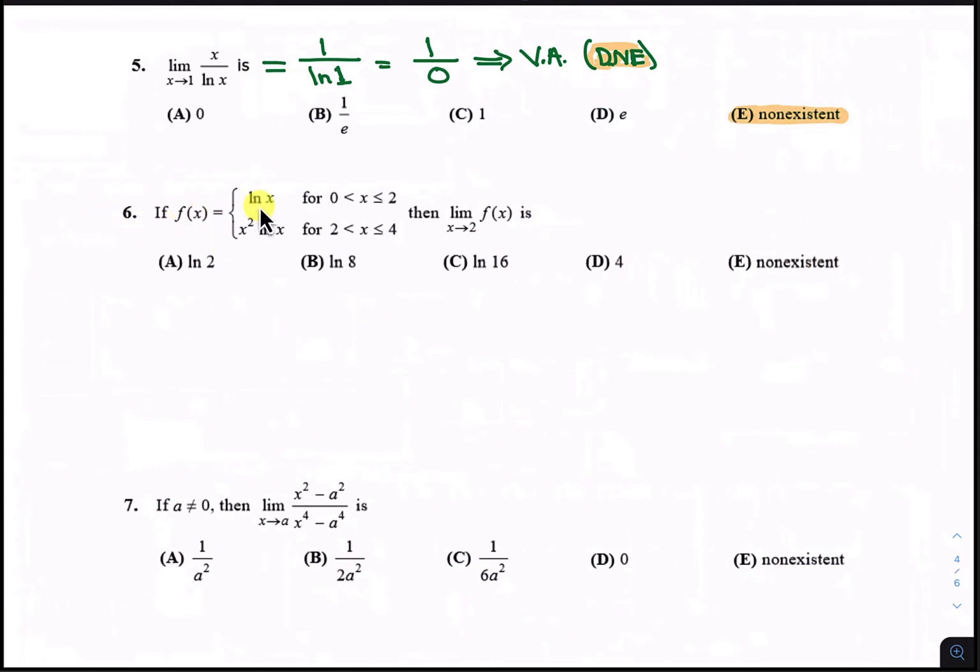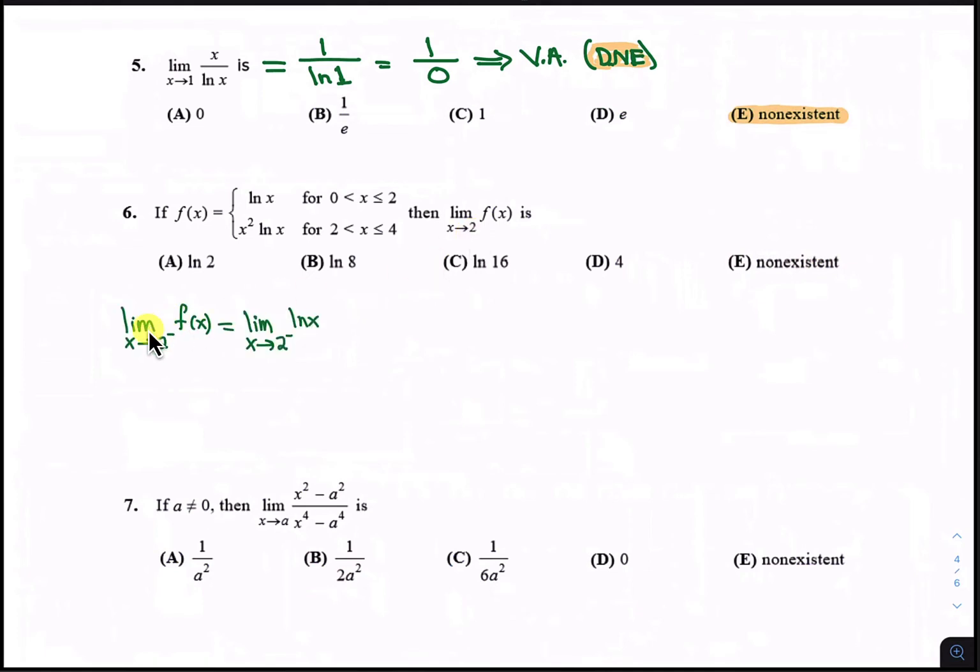Okay, for number 6, we see that we have a piecewise function. The first piece, or first section, of the graph goes from 0 to 2, and that's the natural log of x function. Then the second piece, or the second graph, goes from 2 to 4, and that function is x squared times natural log x. And we see that these functions change at x equals 2. So what we need to do to find the limit as x approaches 2 is to look at the limit as x approaches 2 from the left and the limit as x approaches 2 from the right.